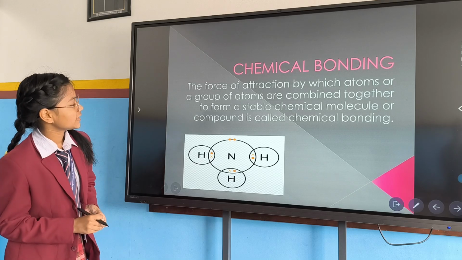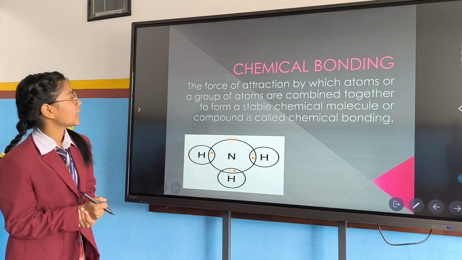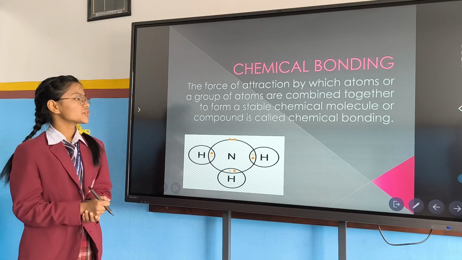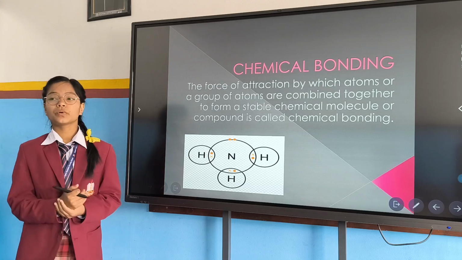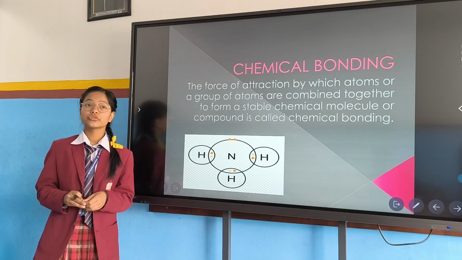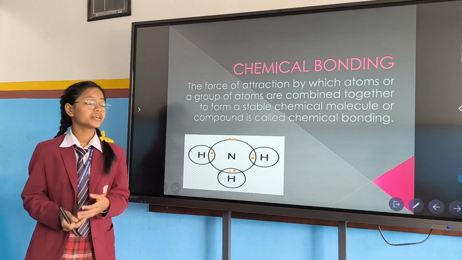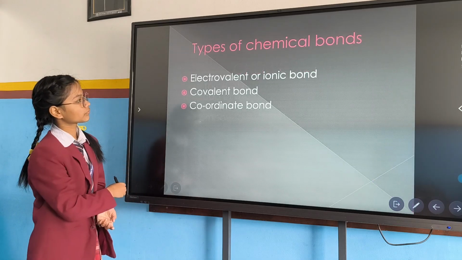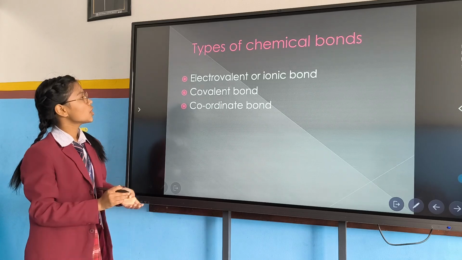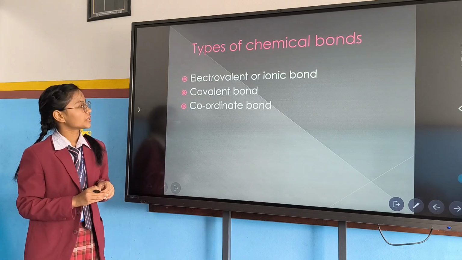The force of attraction by which atoms or a group of atoms are combined together to form a stable chemical molecule or compound is called chemical bonding. So chemical bonding is the process in which a group of atoms or one atom is combined with another to form any kind of chemical molecule or chemical compound. And types of chemical bond. There are typically 3 types of chemical bonds. One is electrovalent or ionic bond, and next are covalent bond and coordinate bond.